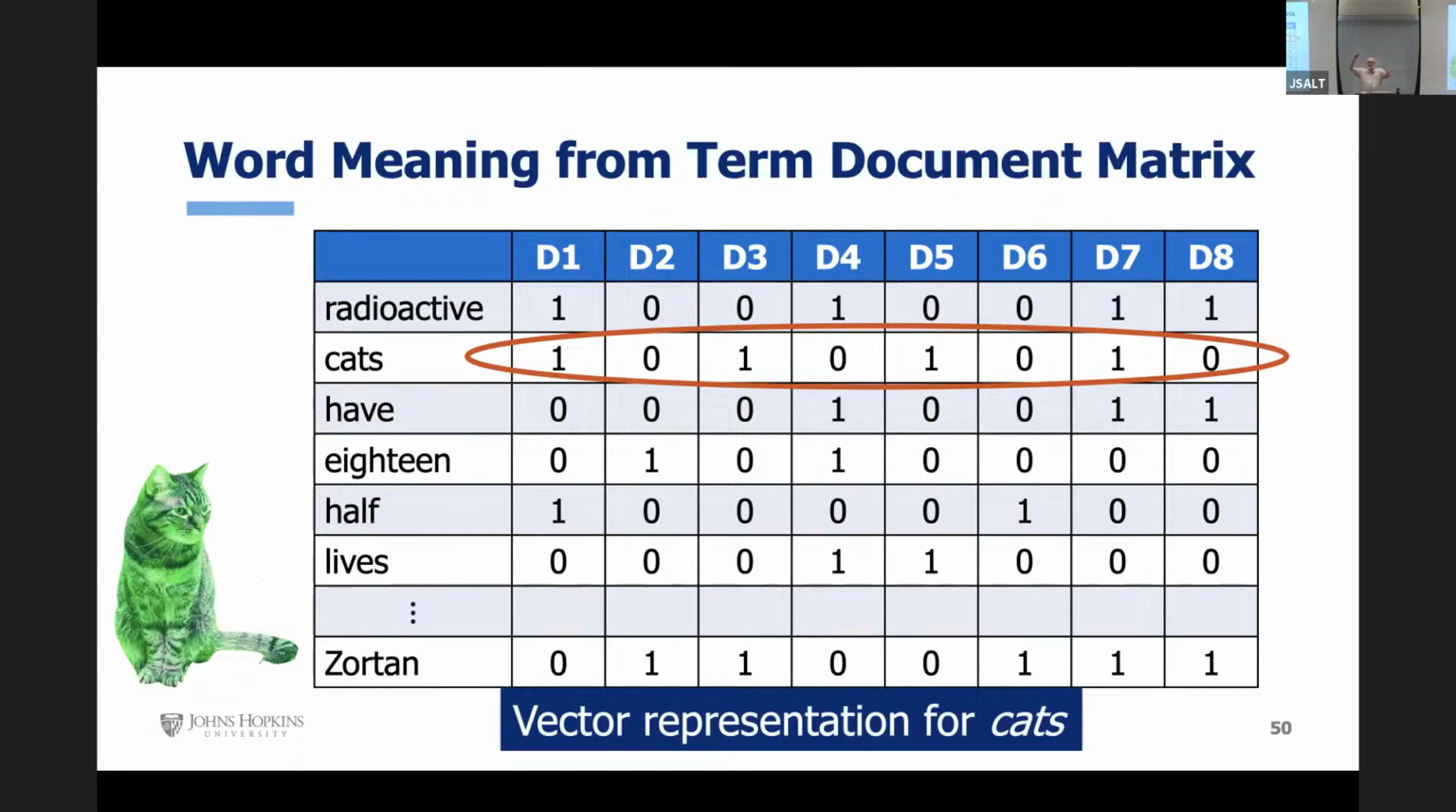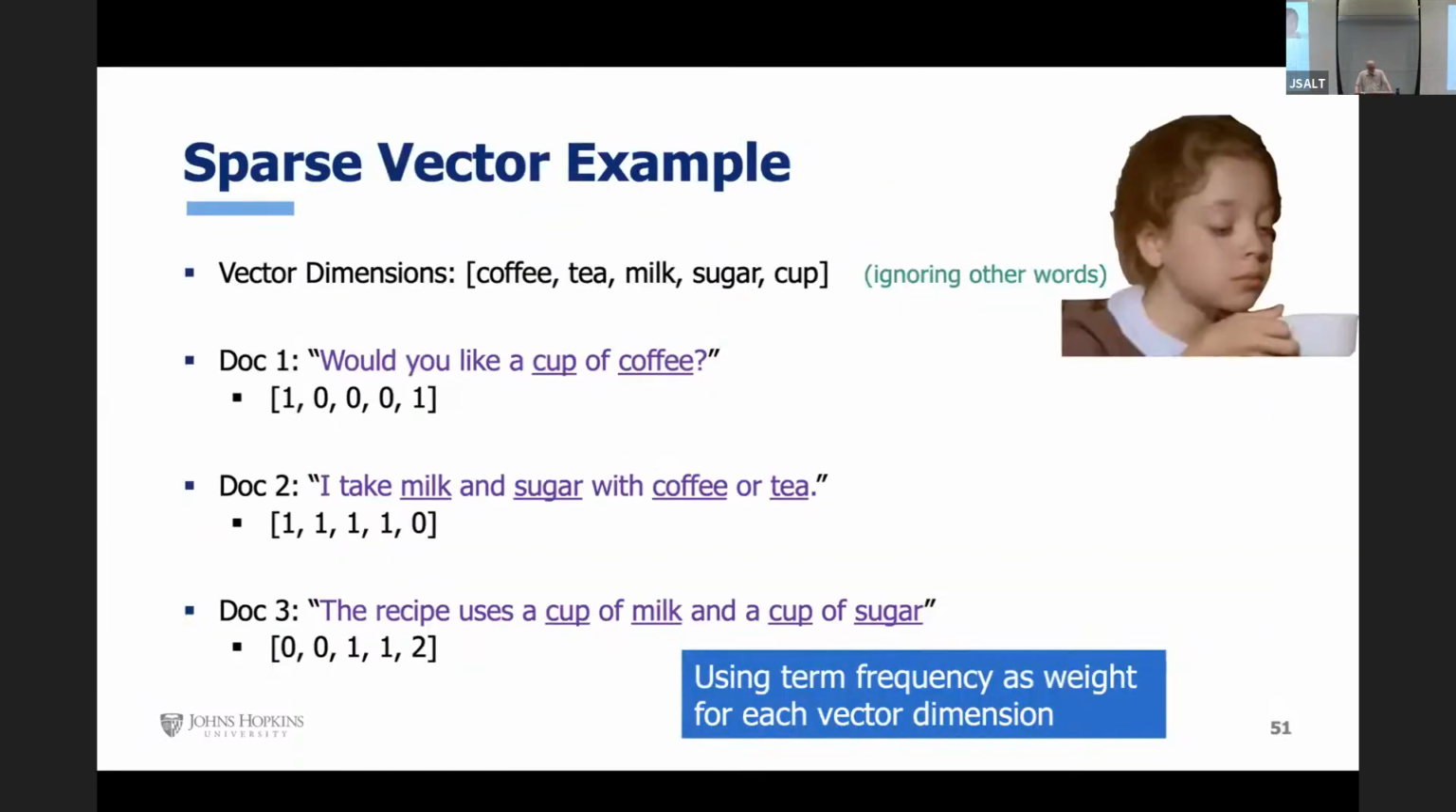Okay, and the meaning of the word here is simply the set of documents that contain that word. Treat each document as a separate dimension, and so you get a vector where the ones represent documents that have the term and the zeros don't. This is what's called a sparse vector, typically because you have a lot of zeros. All these early systems had a lot of zeros in the vectors, so we call them sparse. So this is our vector representation for cats.